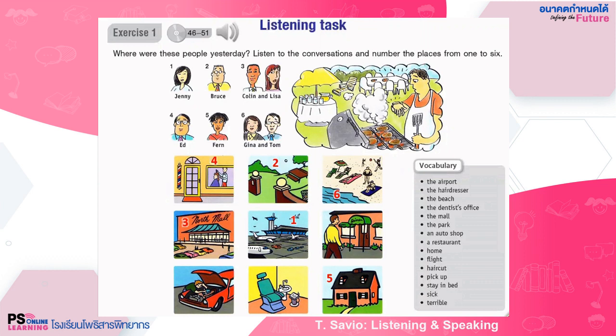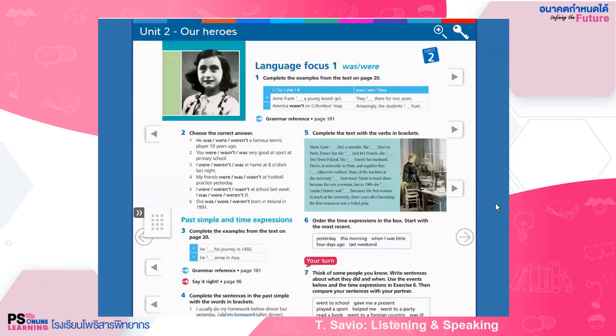Okay, students. So when we correspond the pictures to the conversations, there are 9 pictures and 6 conversations. So these are the pictures that were left out: 1, 2, and 3. Okay, coming back to the book. The language focus: was and were.